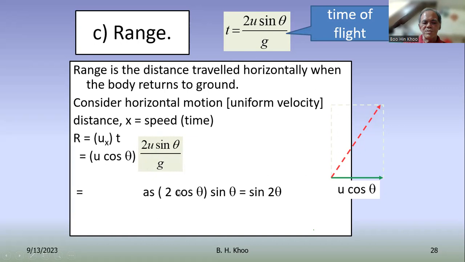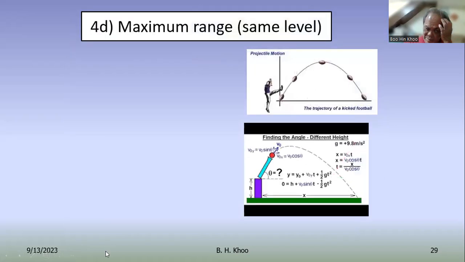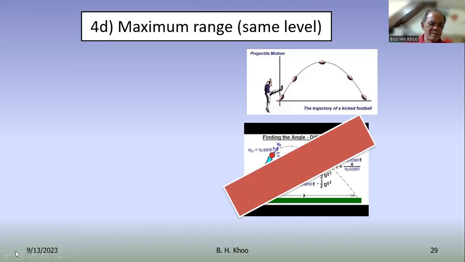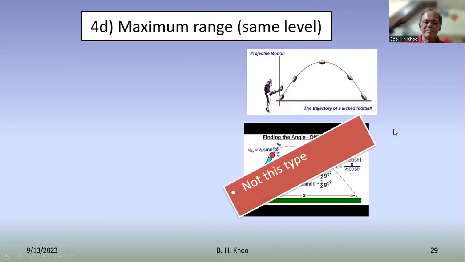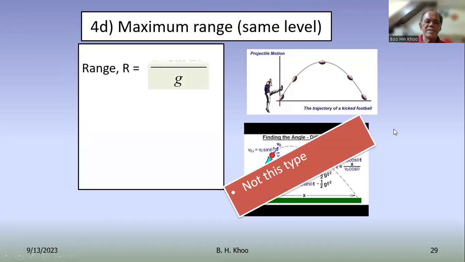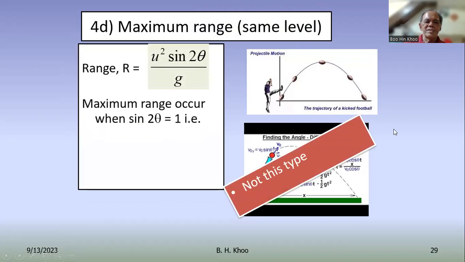So we are just using substitution. 2 cos theta sine theta equals sine 2 theta. That one, 2 sine theta cos theta. So we get u squared, sine 2 theta, over g. Remember, our formula applies only to this one, at the same level. That's the range.